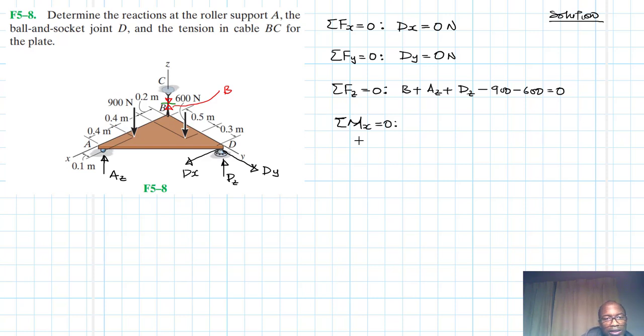Great. So now let's find the summation of moments about the x-axis. So we have 900, it is causing a negative moment, right? Because this tends to rotate this body like this, you see. The thumb is pointing in the opposite direction of our x-axis, therefore this is negative. So we'll have this value as minus.